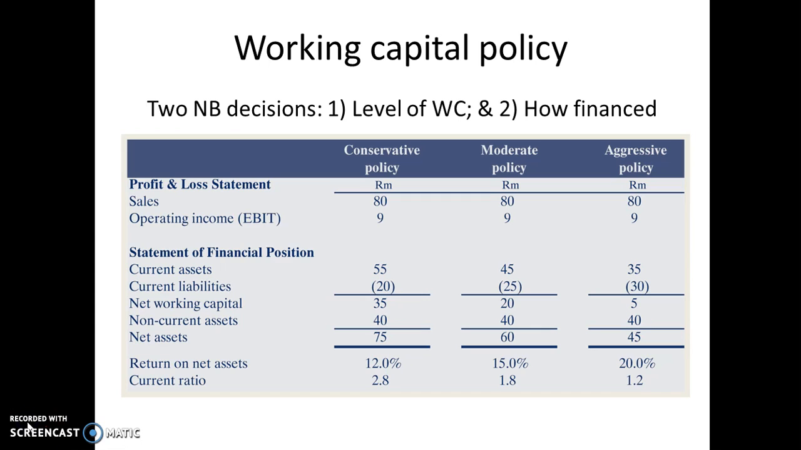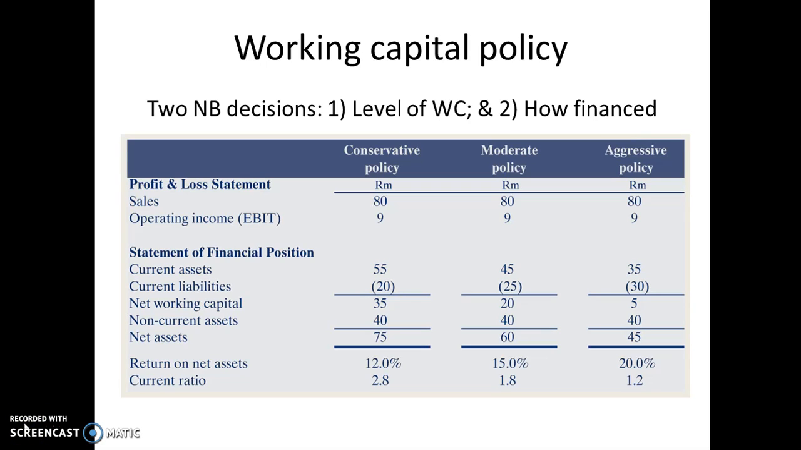So we basically have two decisions here. That's very important. What level of working capital are we going to keep? And how do we finance it? And we've got three different approaches. Well, it's basically on a scale, but the one end would be a very conservative policy. So we keep lots of working capital and we finance it with long-term loans, and then we have very aggressive policy where we have very low levels of working capital and we finance it with short-term liabilities. And then moderate policy is somewhere in between.